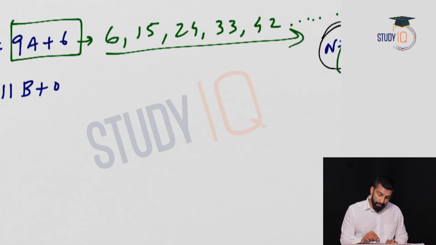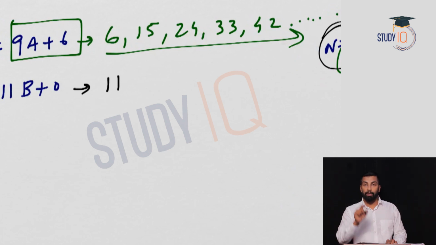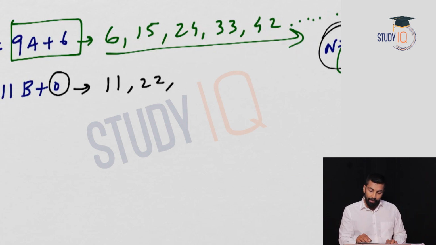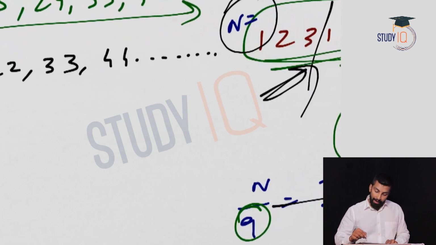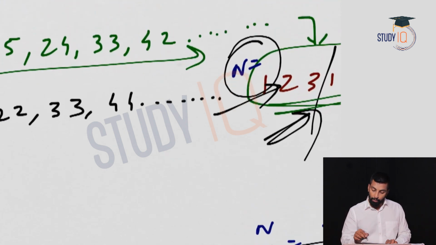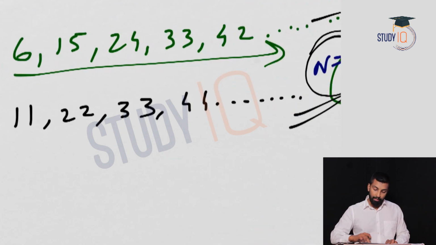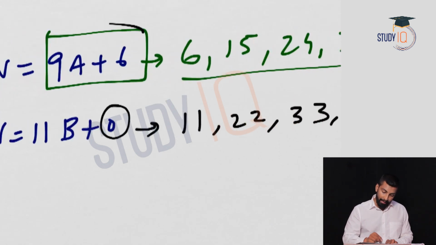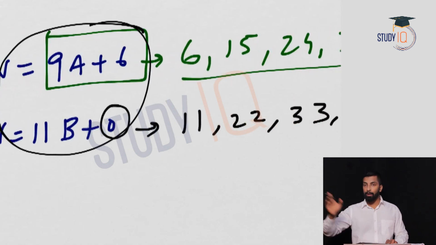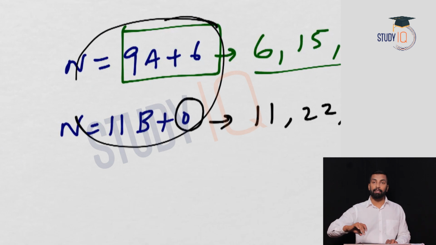Same way, if you write the possible numbers here, what is the first possible number? 11. Because when you divide 11 by 11, you get remainder 0. Then 22, then 33, then 44. Then you keep on writing this. If you keep on writing this, finally somewhere you will get this term. So both will satisfy the given condition, right? So that number belongs to both these series.